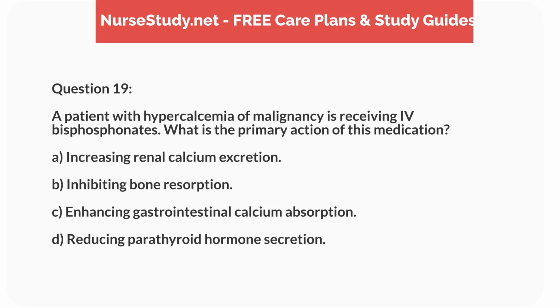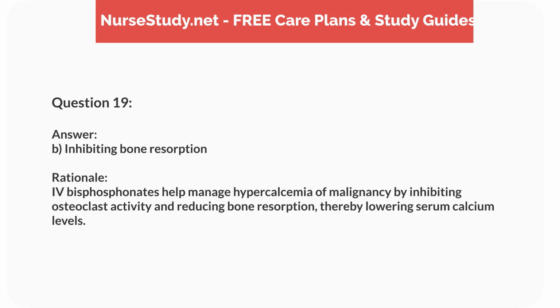Question 19. A patient with hypercalcemia of malignancy is receiving IV bisphosphonates. What is the primary action of this medication? A. Increasing renal calcium excretion. B. Inhibiting bone resorption. C. Enhancing gastrointestinal calcium absorption. D. Reducing parathyroid hormone secretion. Answer: B.